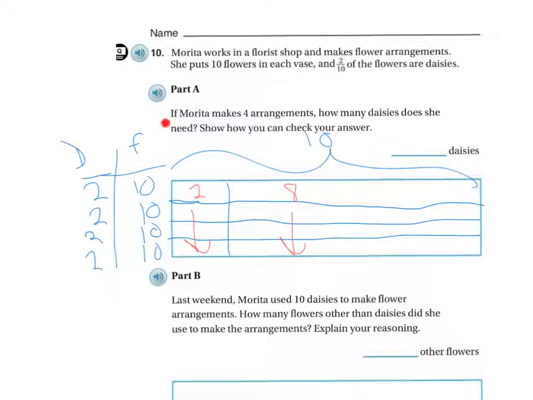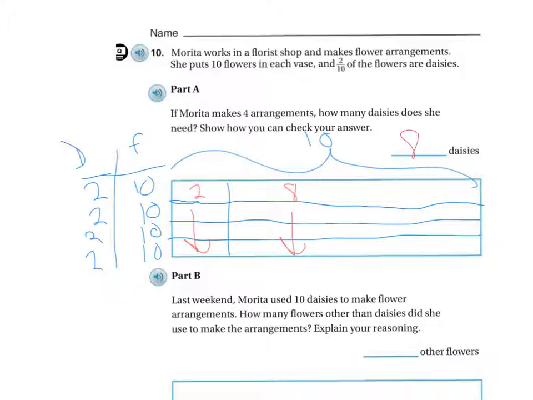The question asks, if she makes 4 arrangements, how many daisies does she need? Well, let's count them up. 2, 4, 6, 8. She will need 8 daisies in order to make 4 arrangements with 2/10 of the flowers being daisies. All right. How can you check your work?